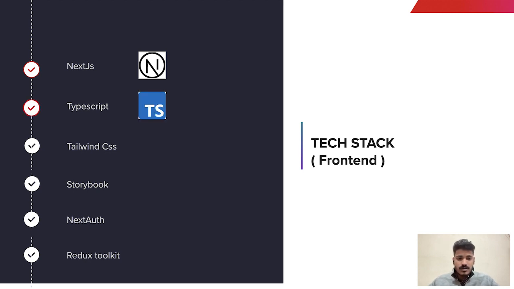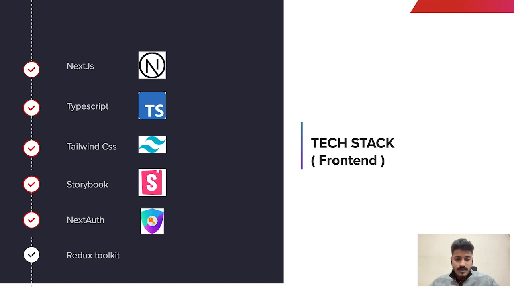Then we have used TypeScript for better type checking and code completion, and then Tailwind CSS for styling the UI components, and Storybook to build, test, and document UI components in an organized and consistent way. Then we have used the NextAuth library for user authentication and user management, and Redux Toolkit for state management.